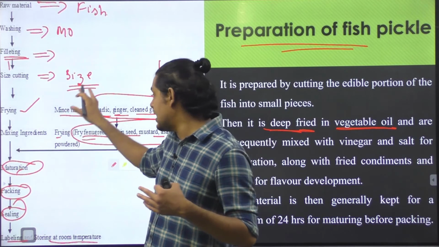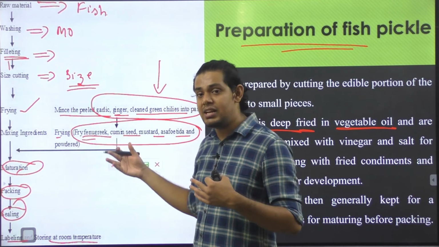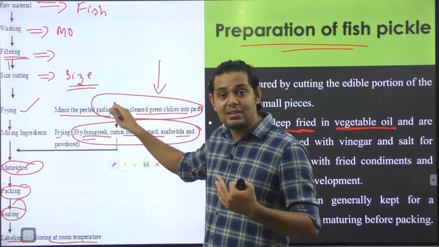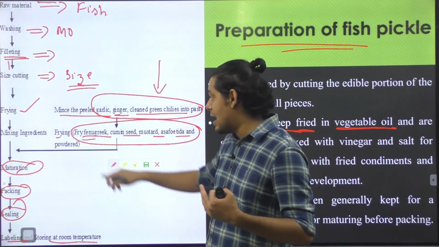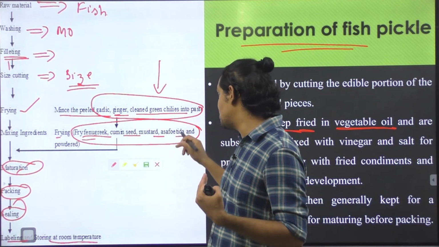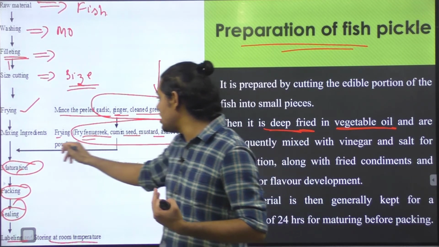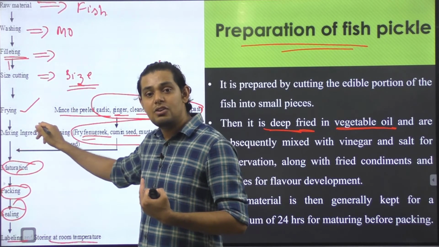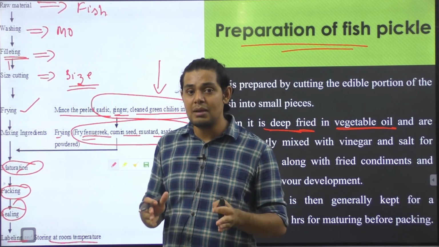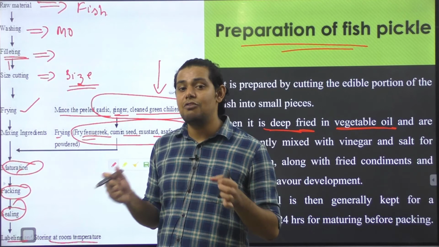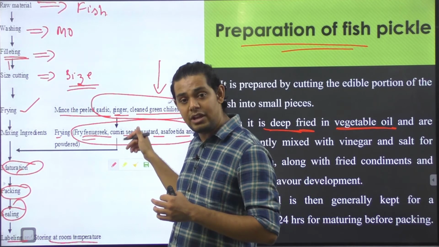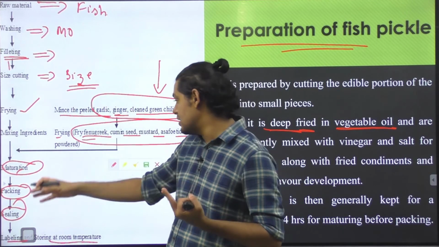After deep frying, it has to be mixed with other ingredients. The other ingredients may be the paste as well as the powder ingredients. The paste includes the garlic, ginger as well as green chili paste, and the powder includes the fenugreek seeds, cumin seeds, mustard as well as asafoetida. These two have to be effectively mixed with the deep fried fish, and then it has to be subjected to maturation. In the maturation, enough time is given to the product so that it effectively absorbs all the things, and then there will be a flavor enhancement in the same.